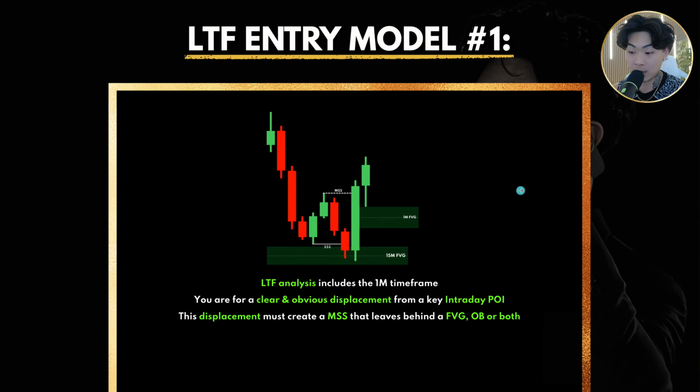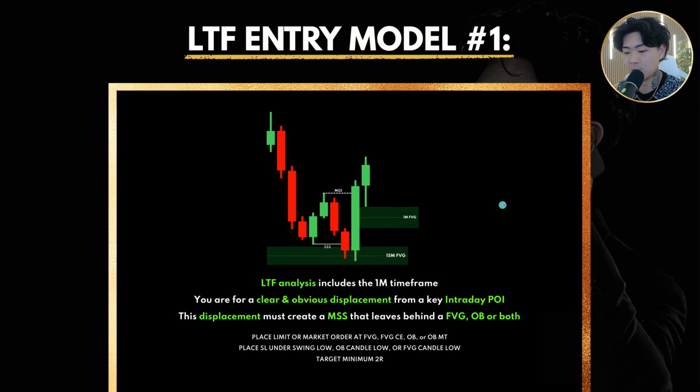Well, we left behind a 1 minute fair value gap. So this would be on the 1 minute reacting to the 15-minute fair value gap. You can see we have that fair value gap right there. And now what you can do is place a limit order at that fair value gap, stop loss below this order block candle right here.